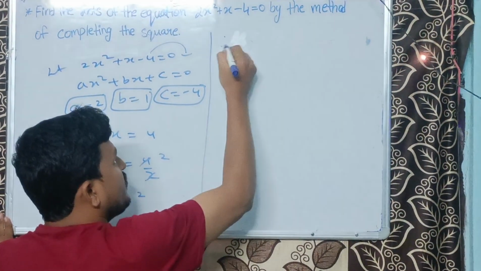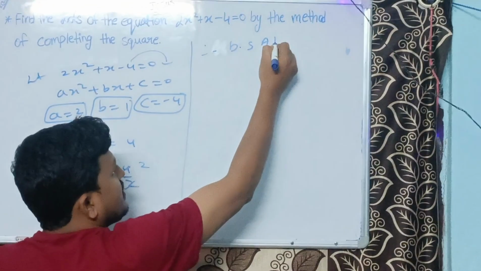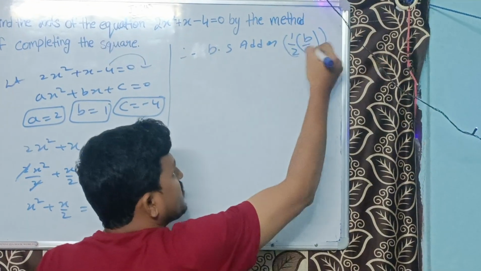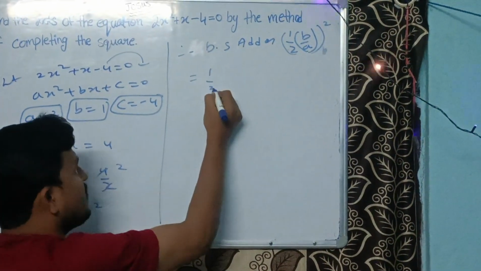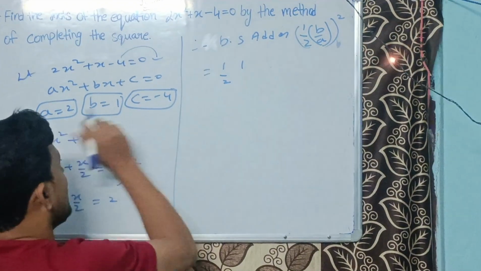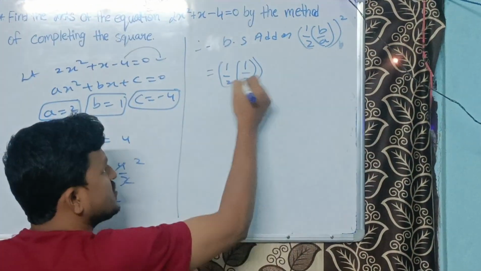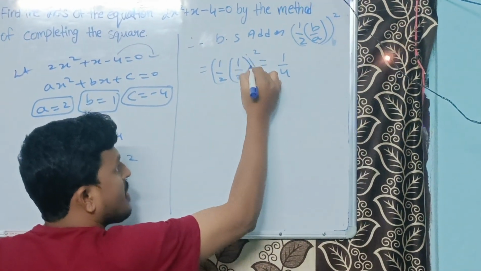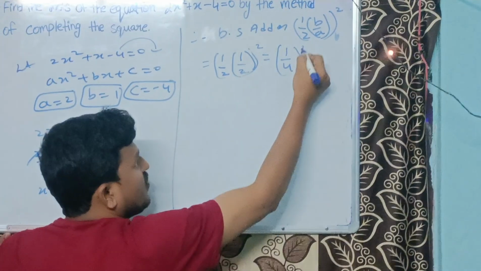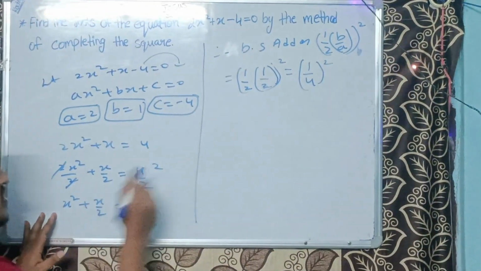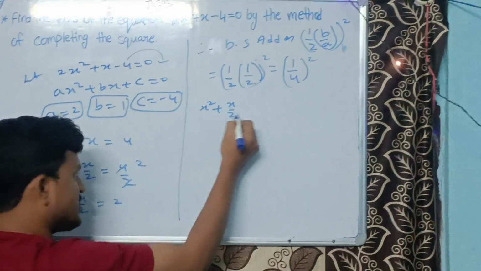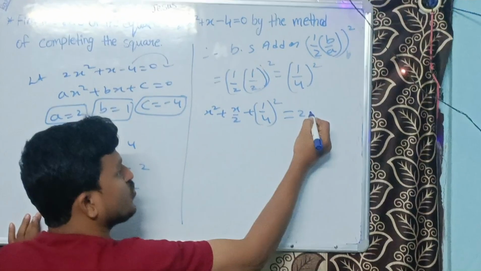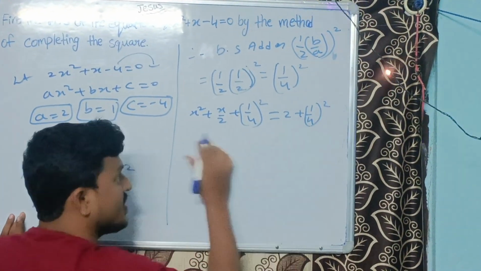And therefore, on both sides, we add by the formula, 1 by 2 times b by a, whole square. What is the b value? It is 1, and the a value is 2, so 1 by 2 whole square. 1 by 4, 1 1s are 1, 2 2s are 4. So 1 by 4 whole square, adding on both sides, left and right. Then x square plus x by 2 plus 1 by 4 whole square is equal to 2 plus 1 by 4 whole square.